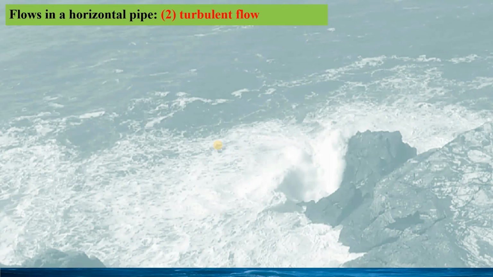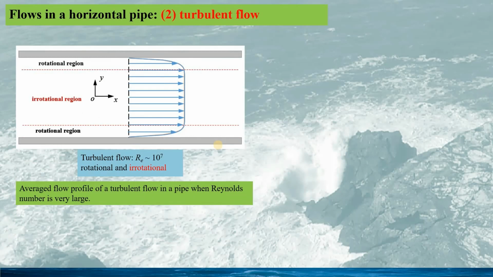Same for the horizontal pipe, but the corresponding Reynolds number is much higher, say 10 million. In such a case, the flow in the pipe would be fully turbulent. The average flow velocity would have a profile as this in the plot. So from this plot, we can see the majority of the flow away from the pipe wall would be irrotational, while only the flow within the thin boundary layer would be rotational. See the region here and here.